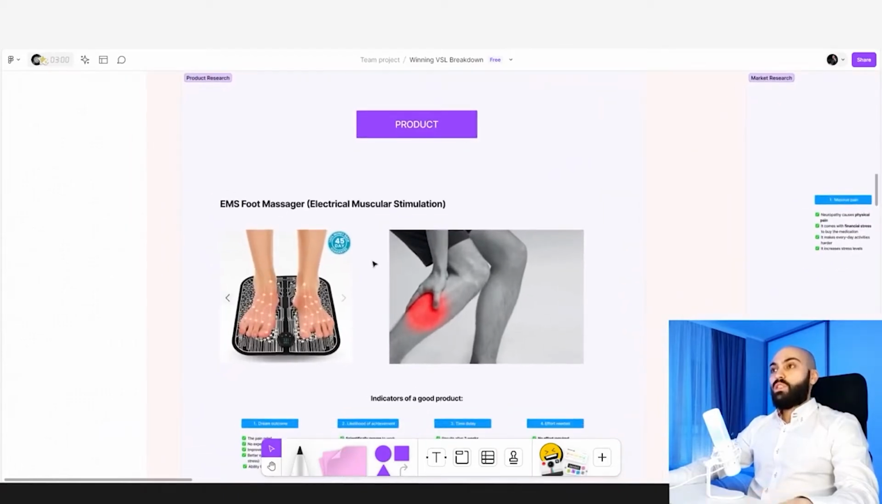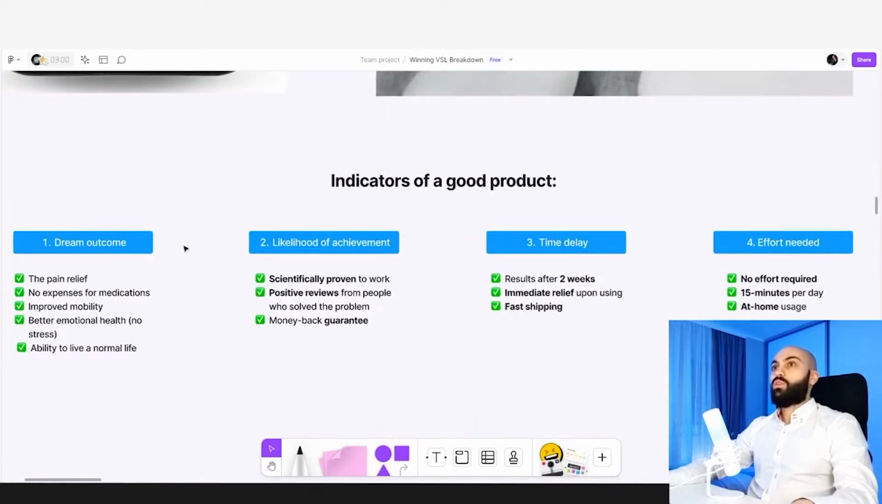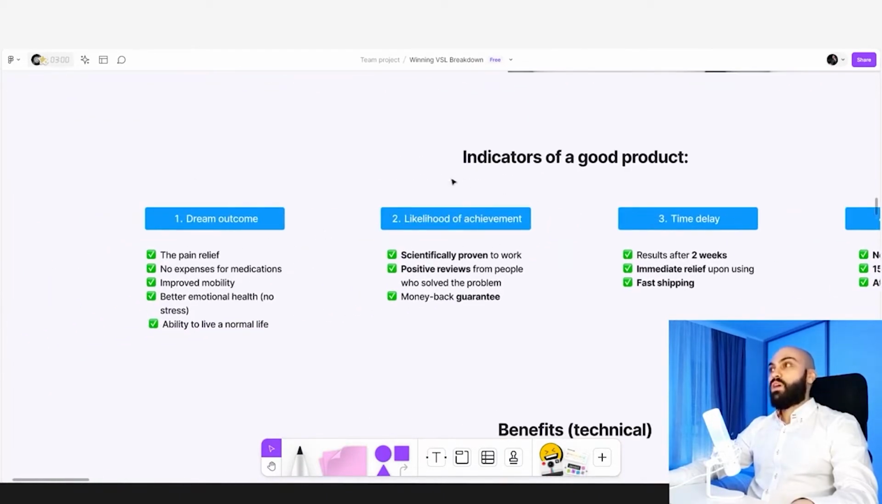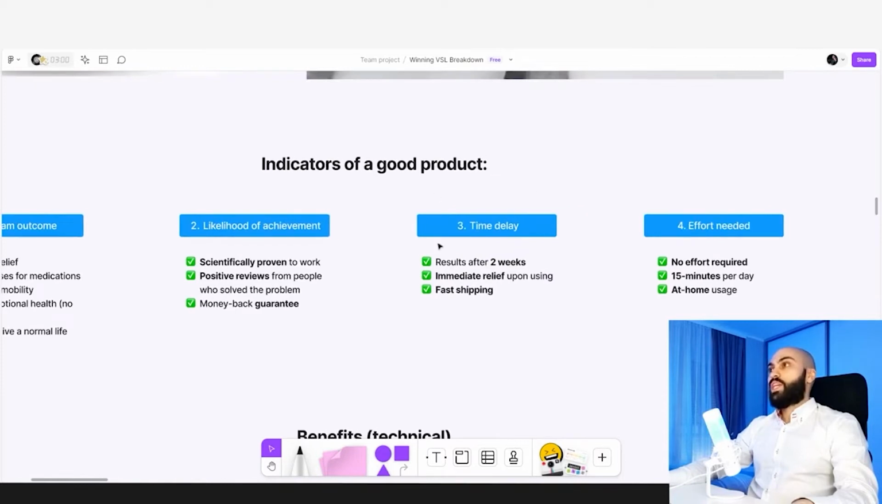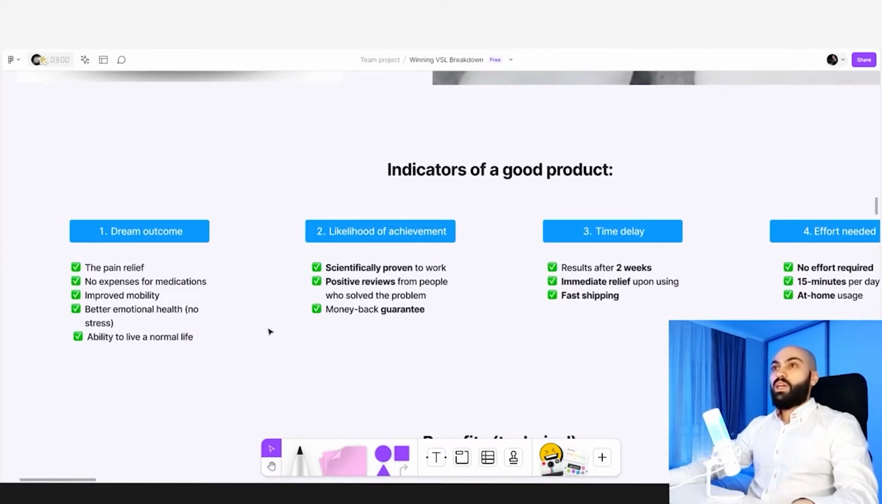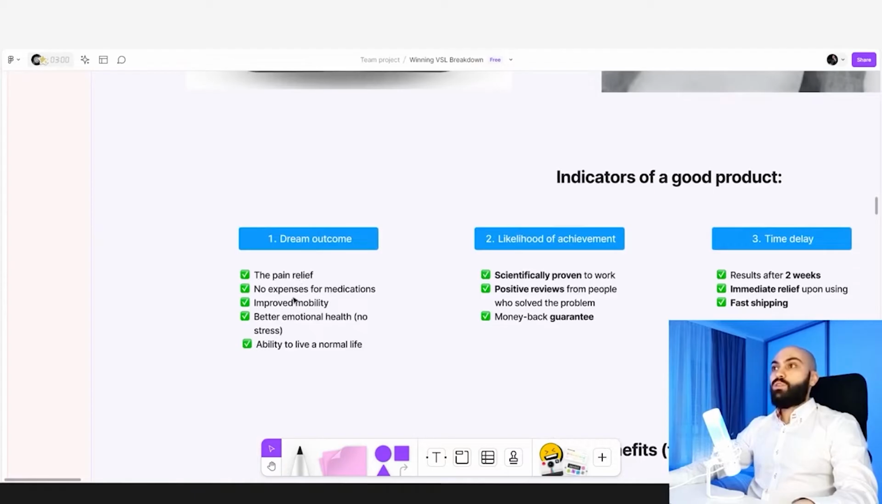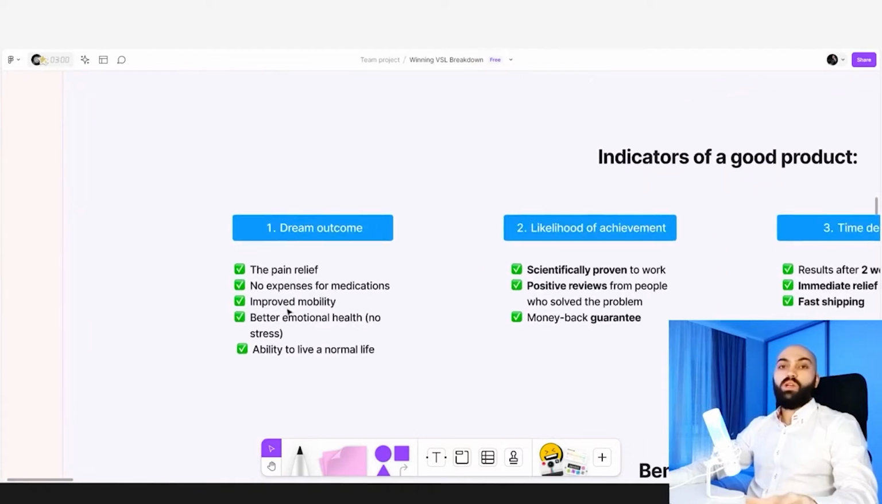Our product is an EMS foot massager that helps people with neuropathy and swollen feet reduce their pain. If we're referring to Alex Hormozi, indicators of a good product are dream outcome, likelihood of achievement, time delay, and effort needed. So the first 2 should be as high as possible, while the second 2 should be as low as possible. So when we analyze our product, it helps people to relieve their pain.